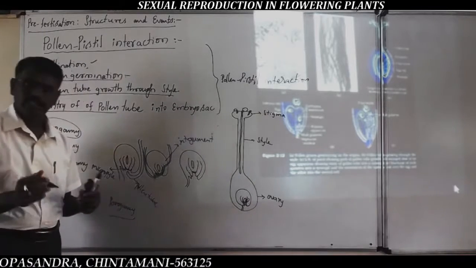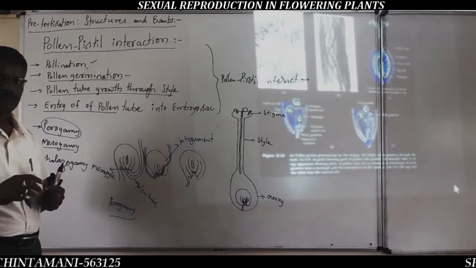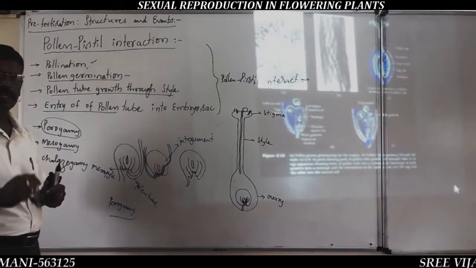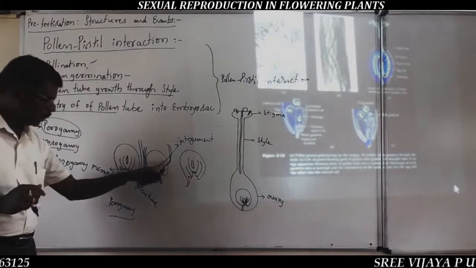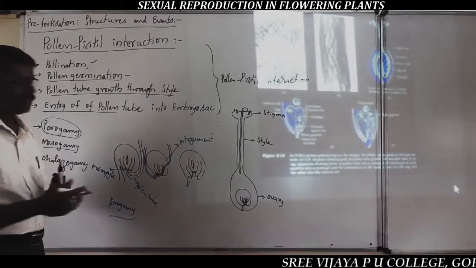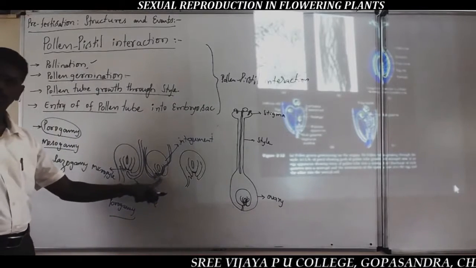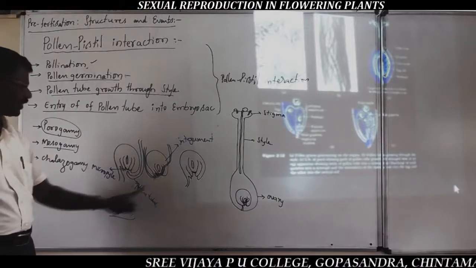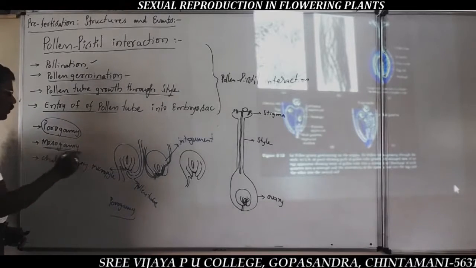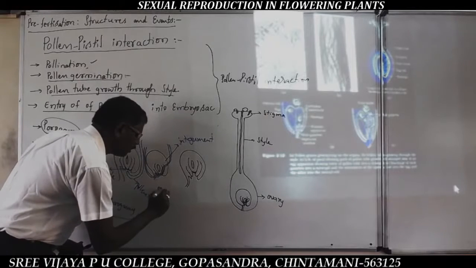Already we know that the ovule consists of either single or two integuments, unitegmic ovule or bitegmic ovule. Through the integuments, the pollen tube enters the ovule. This type of phenomenon or process is what we call mesogamy.